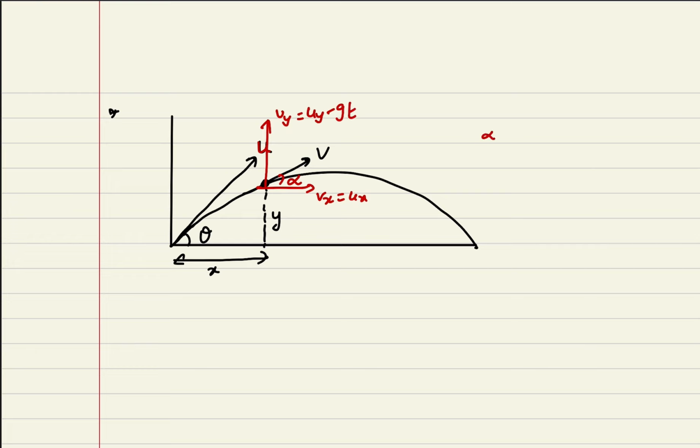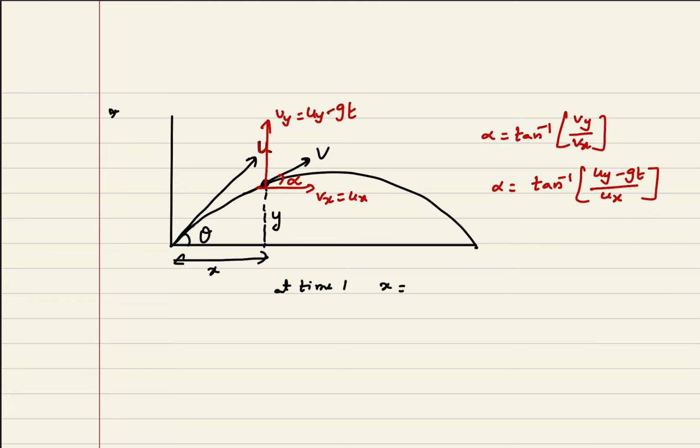If you want to calculate the angle at any point, alpha is equal to tan inverse of vy divided by vx, or alpha is equal to tan inverse of (uy minus gt) divided by vx, which is nothing but ux. That is the angle the velocity vector makes with the x-axis. And if you want to calculate x and y, the position of the particle at time t: x is equal to ux into t, and y is equal to uy t minus half g t square.